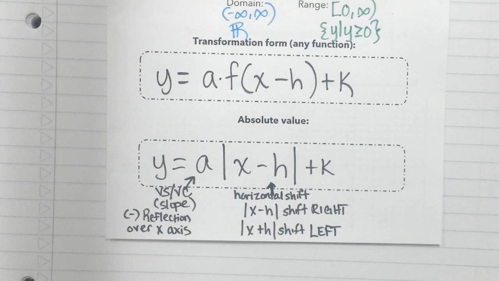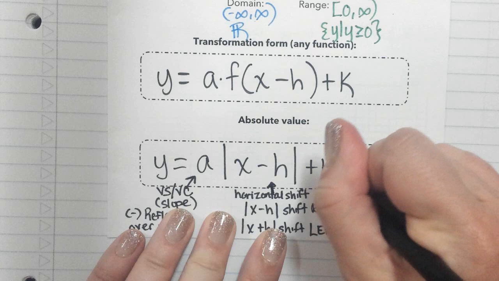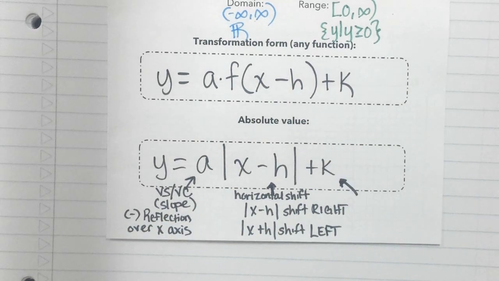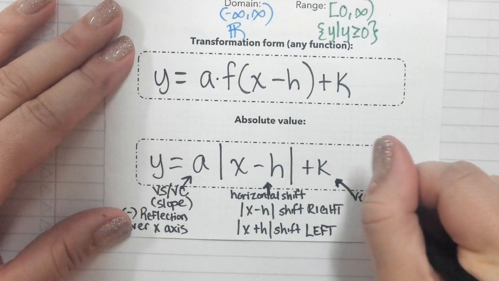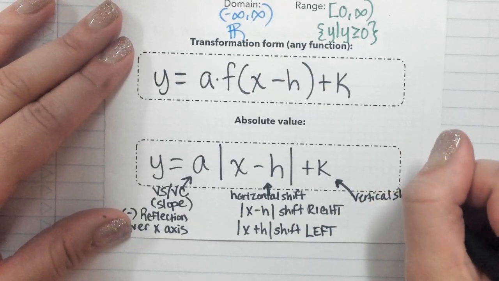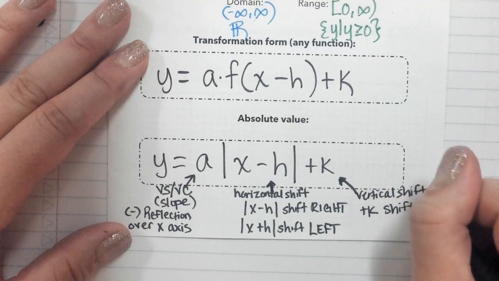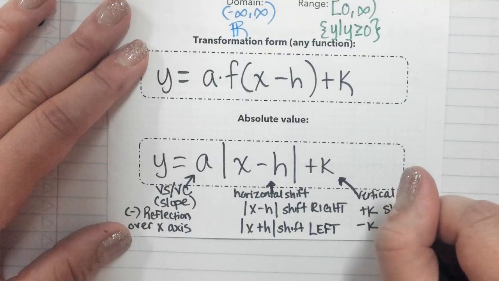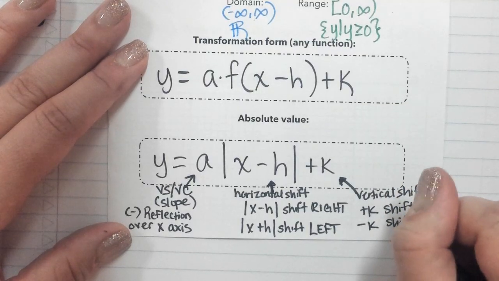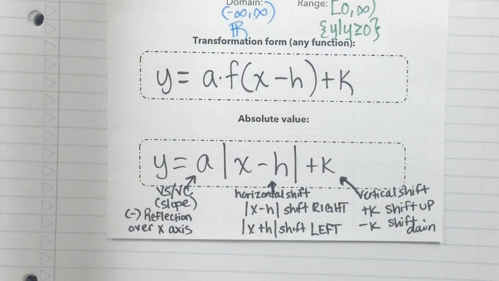Now that we won't remember that, but K is okay, all right? K is okay. So that is your vertical shift, and this one makes complete sense. If you see a plus K, that's a shift up, and a minus K is a shift down. K is okay, it won't lie, but H lies. What you see as H is opposite to what it looks like in the equation.